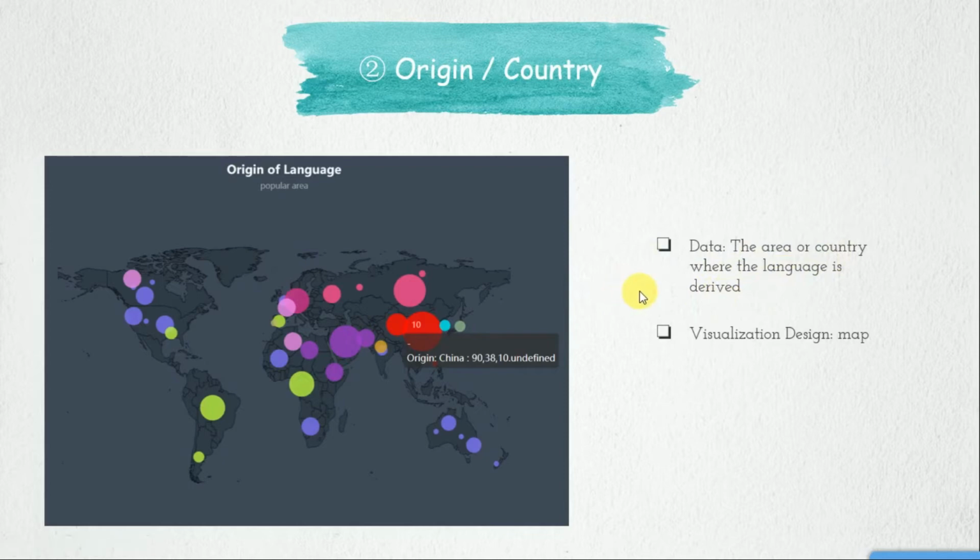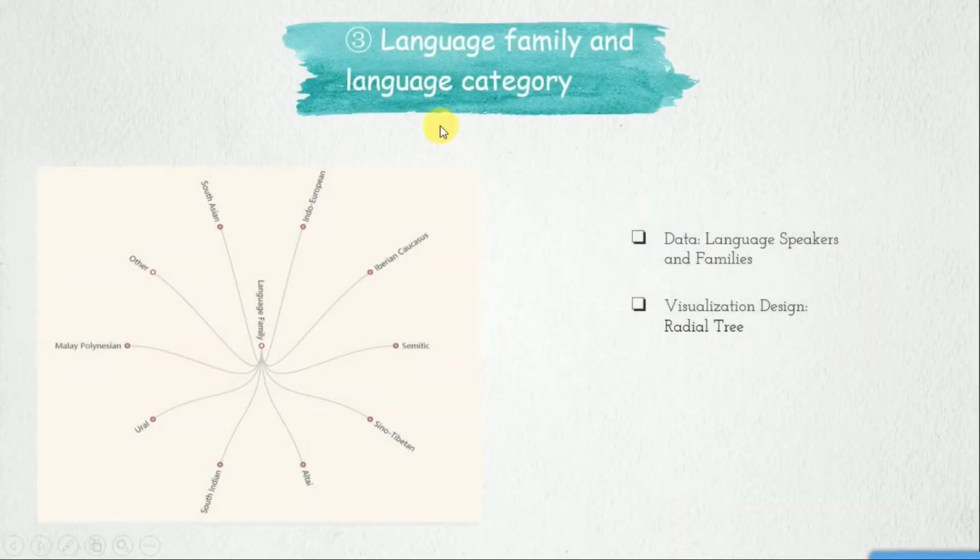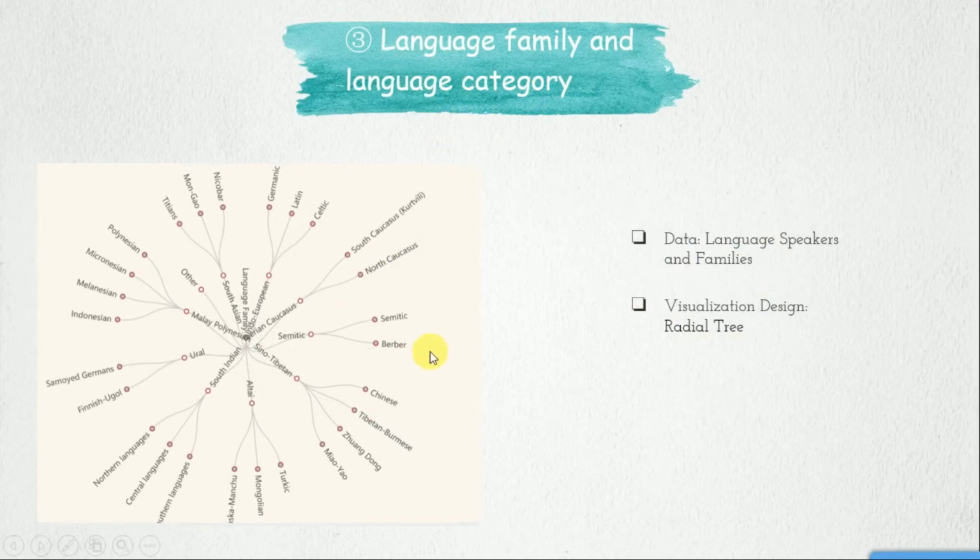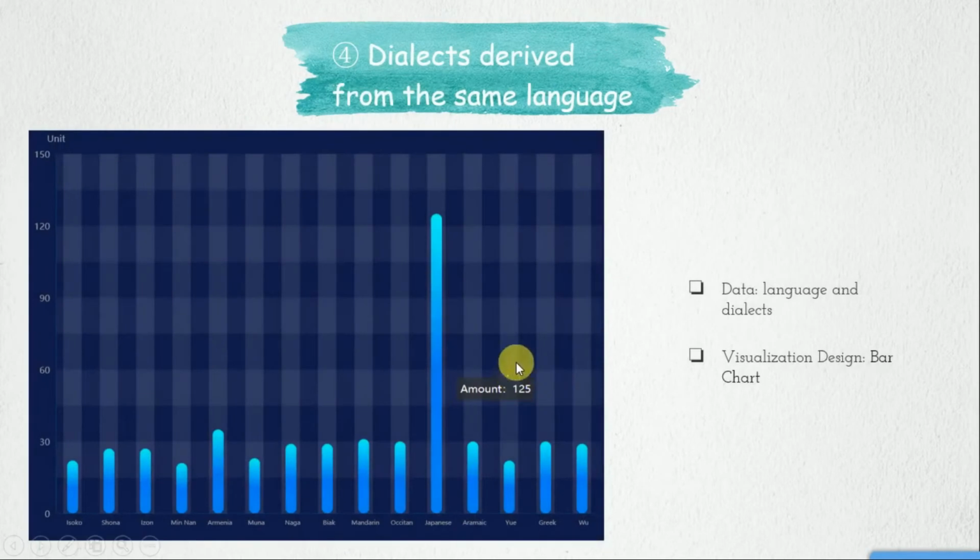The next one is the language family and the language category, which is a visualization of different language families in the world. Today's world languages are mainly composed of 9 language families. We make them into a tree diagram to reflect the specific situation of each language family, where data comes from speakers and families. The next one is the dialects derived from the same language.